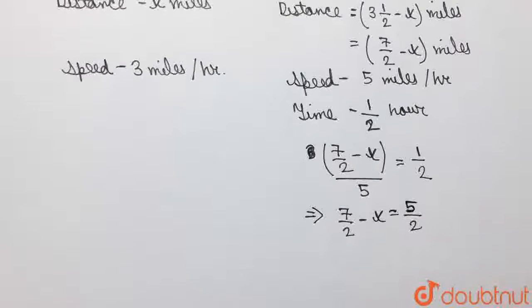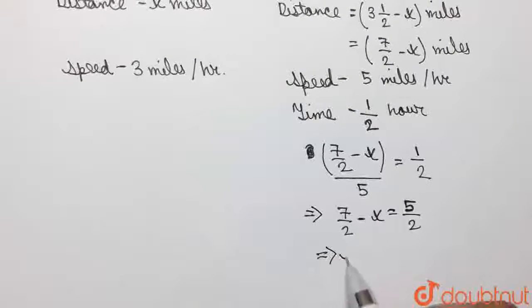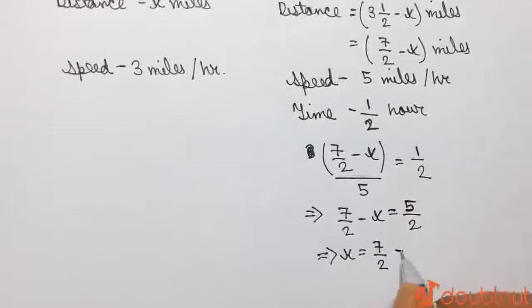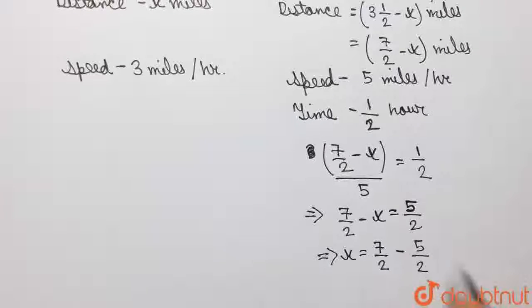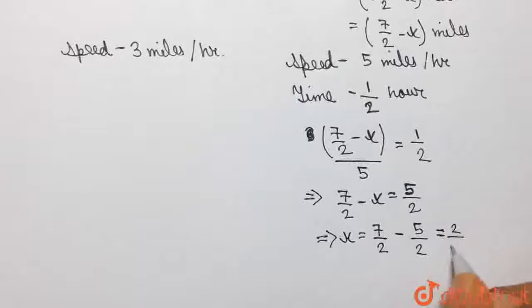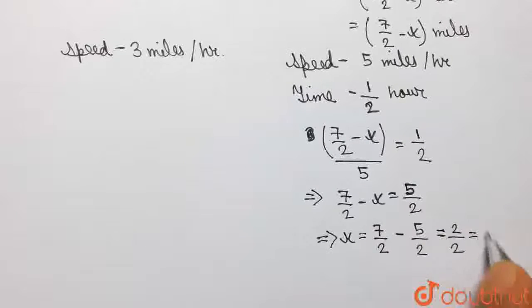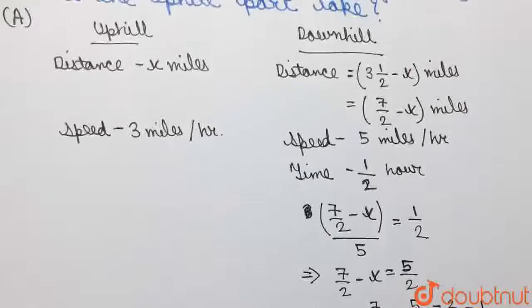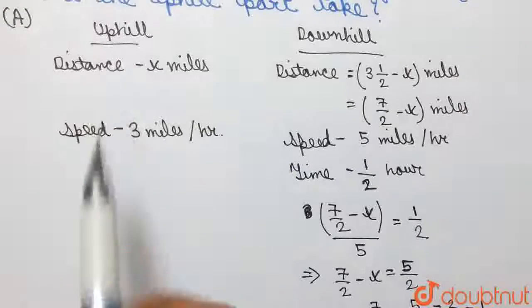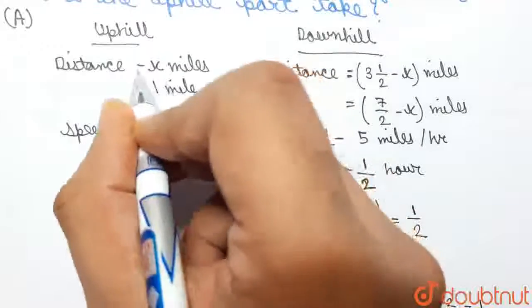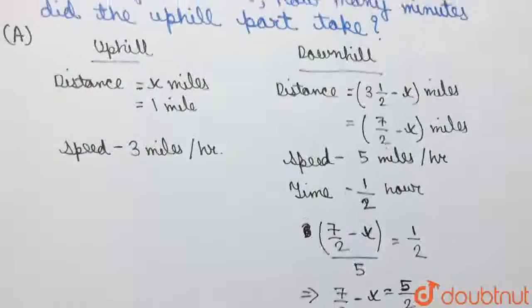And finally from here we can have the value of x, which is equal to 7 by 2 minus 5 by 2, which is equal to 2 by 2, as 7 minus 5 is 2, which is equal to obviously 1. So we have the value of x as 1. So we can conclude that during the uphill part of the journey, she covered a distance of 1 mile. Okay, as we have found the value of x to be 1.